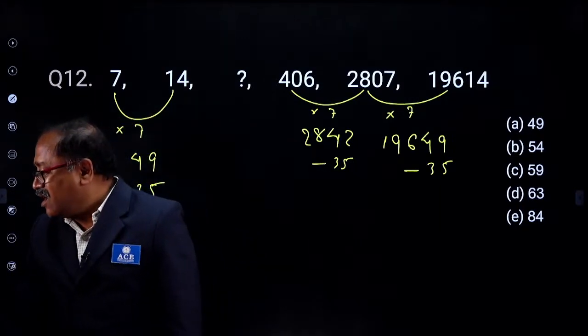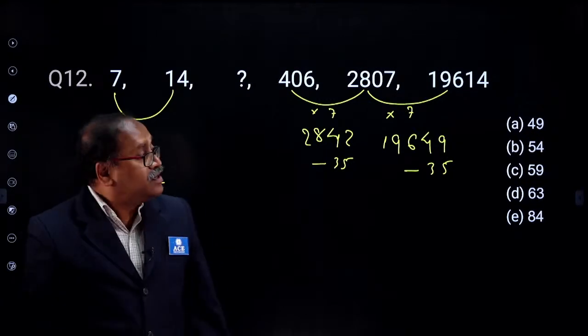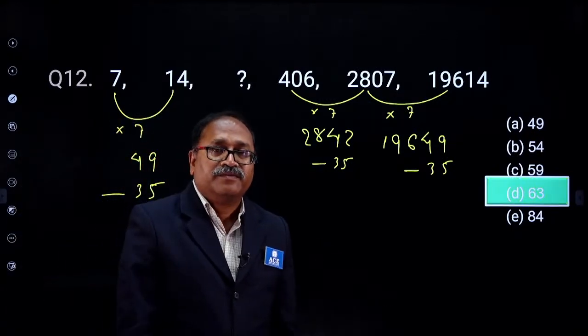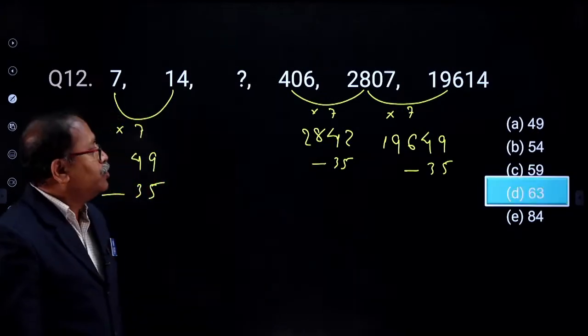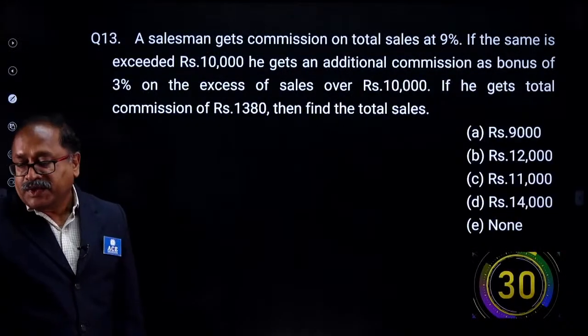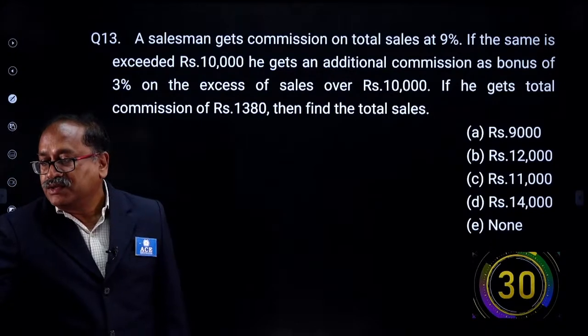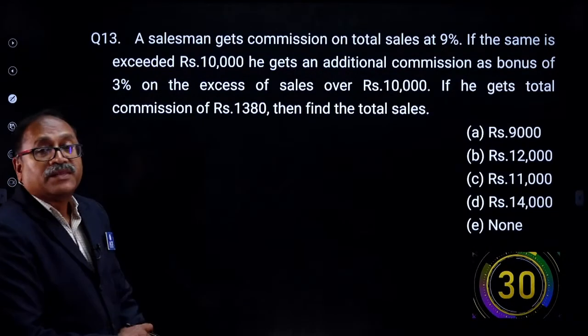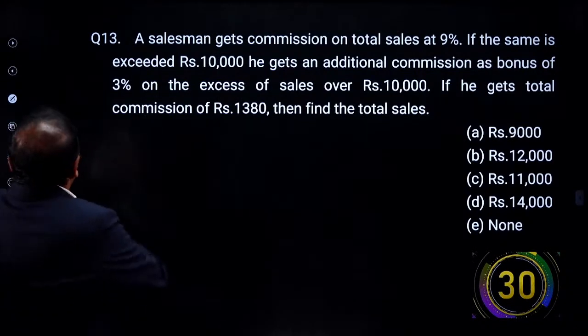Come on. Anusha says option D, 63. Yeah, that's good. The next question on the board is this. So with this, we will conclude our class. This will be the last question, sir.